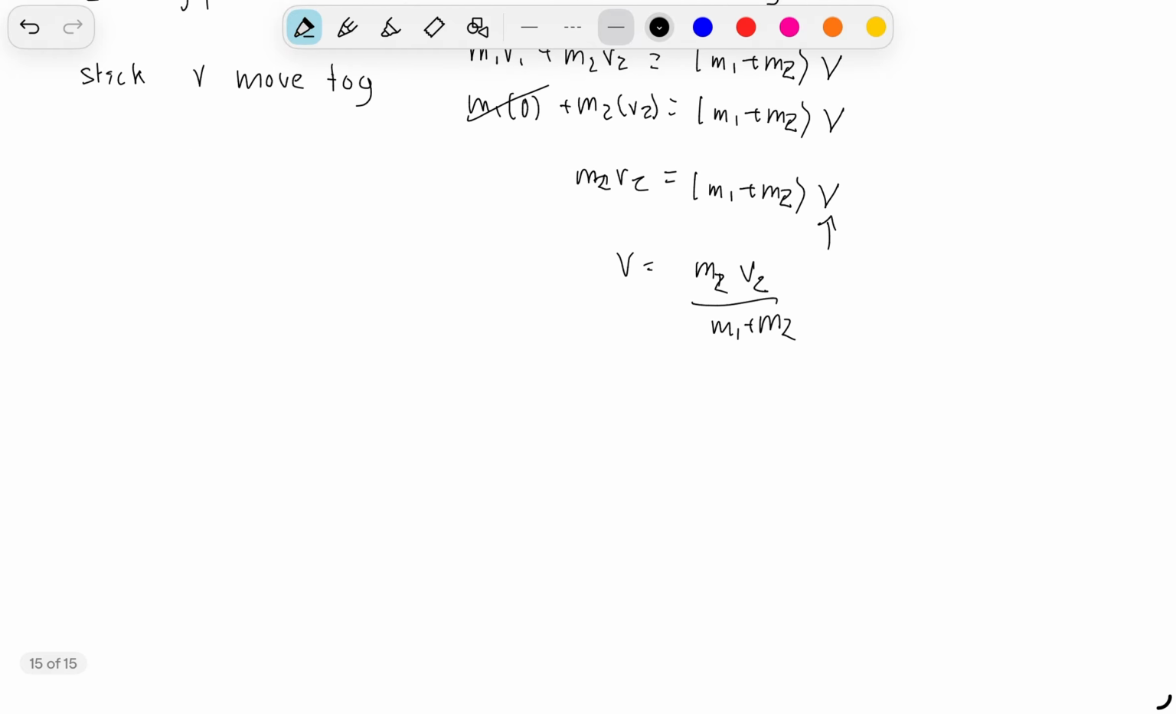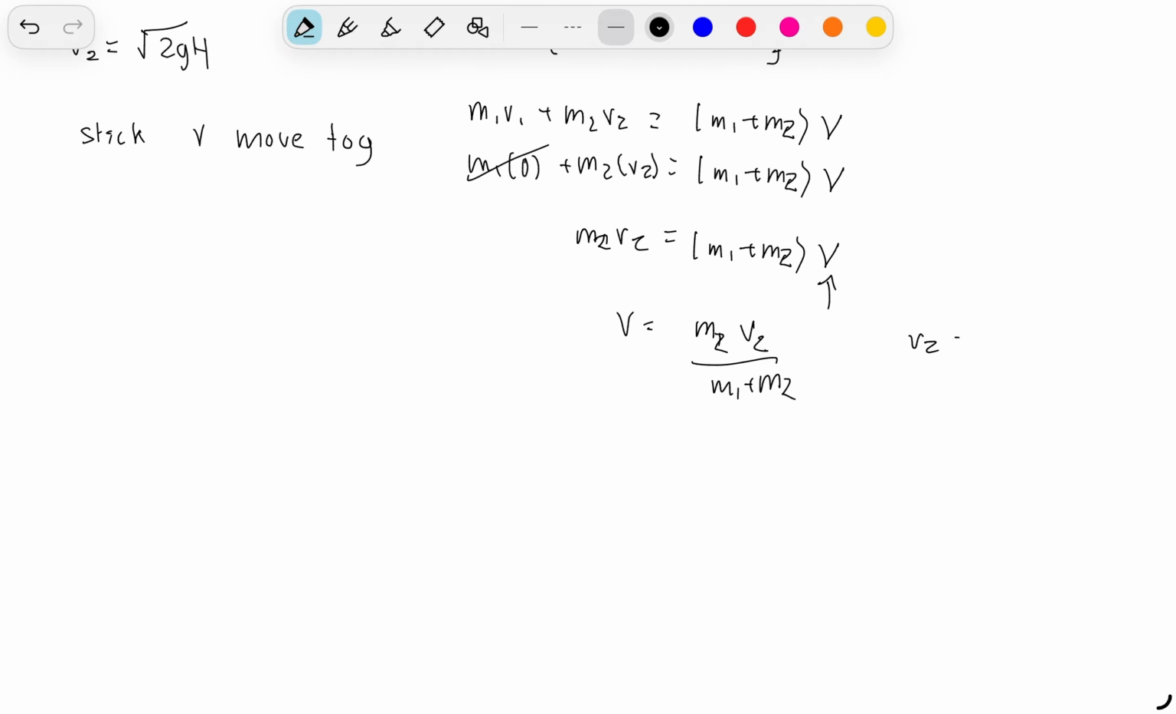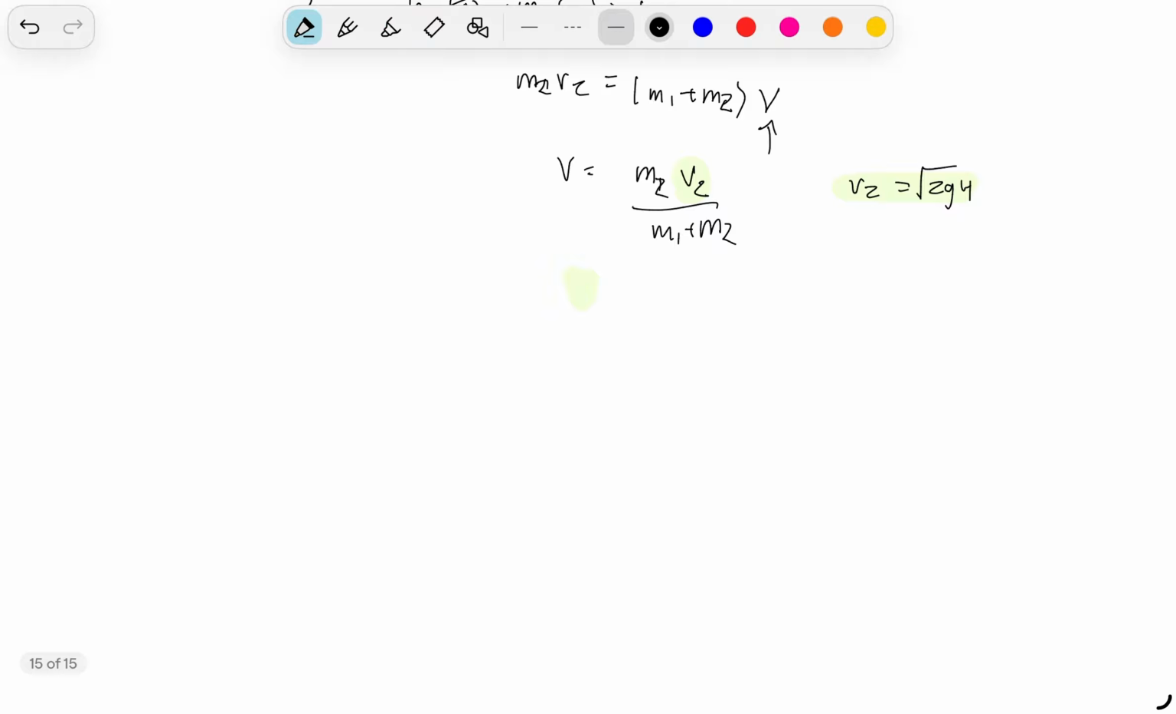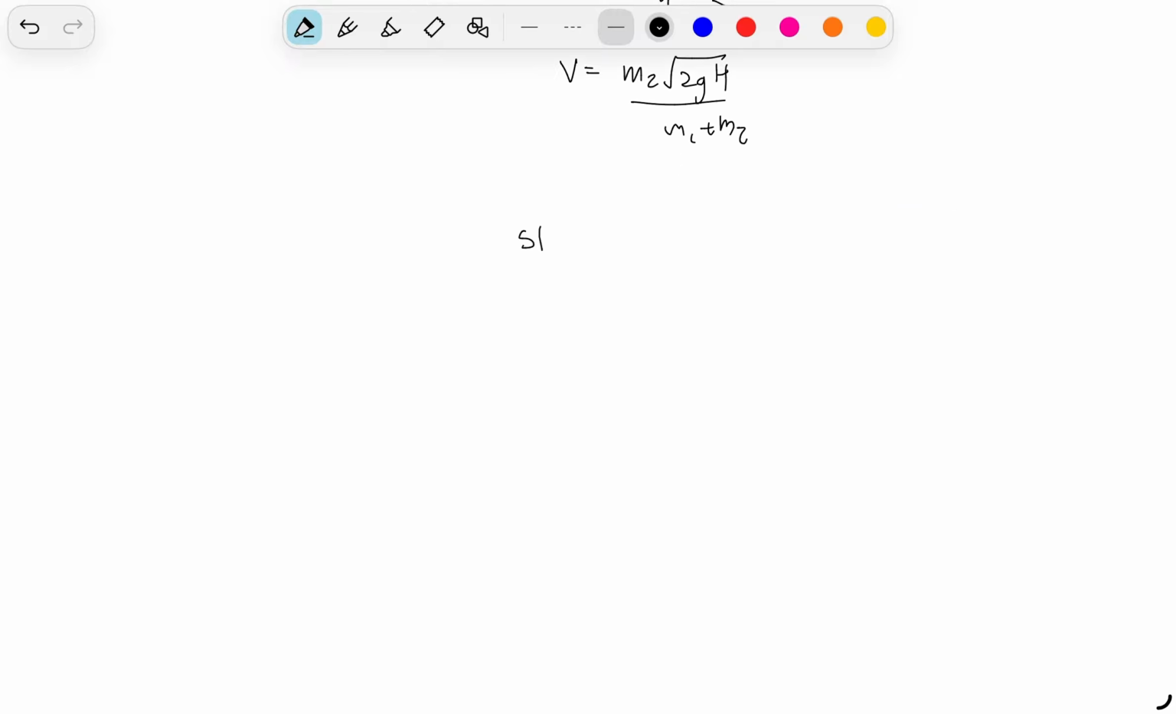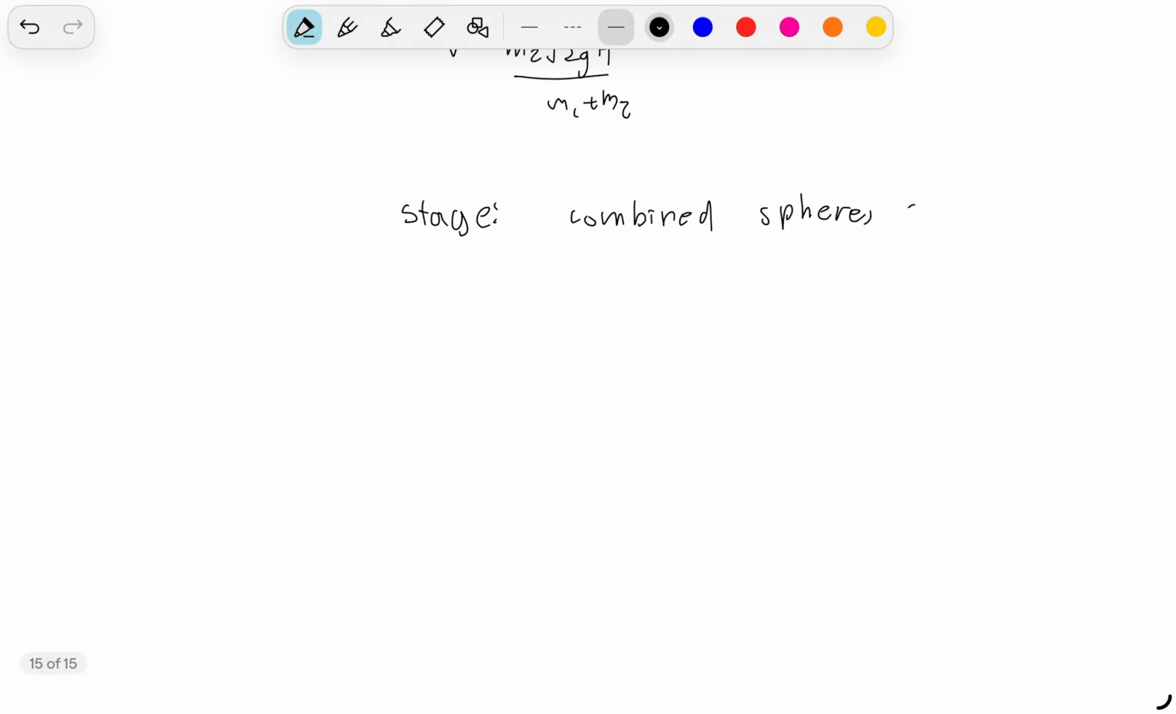So then we can plug in our fact that v2 was equal to the root of 2gh, right here where we have our expression for v2. So then we have v is equal to m2 times the root of 2gh, all divided by m1 plus m2. So then we have a third stage where we have our combined spheres swing upward, right? That was that third stage.